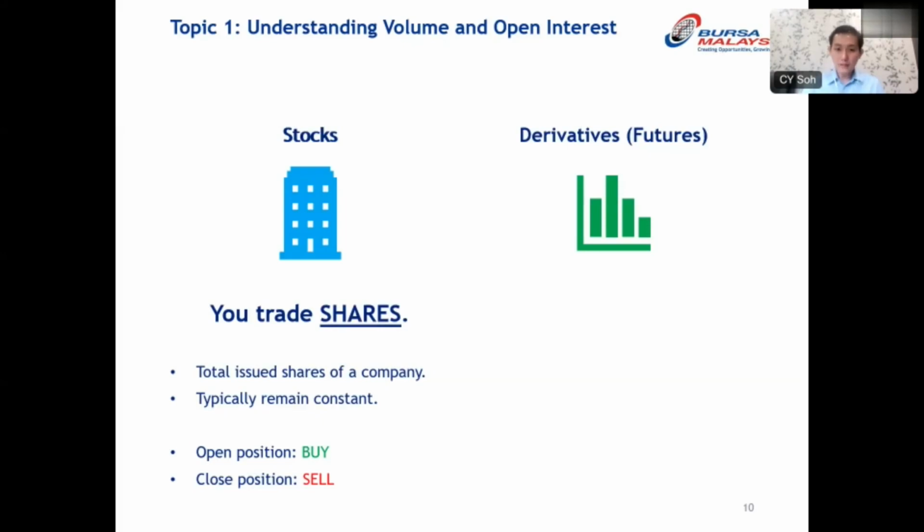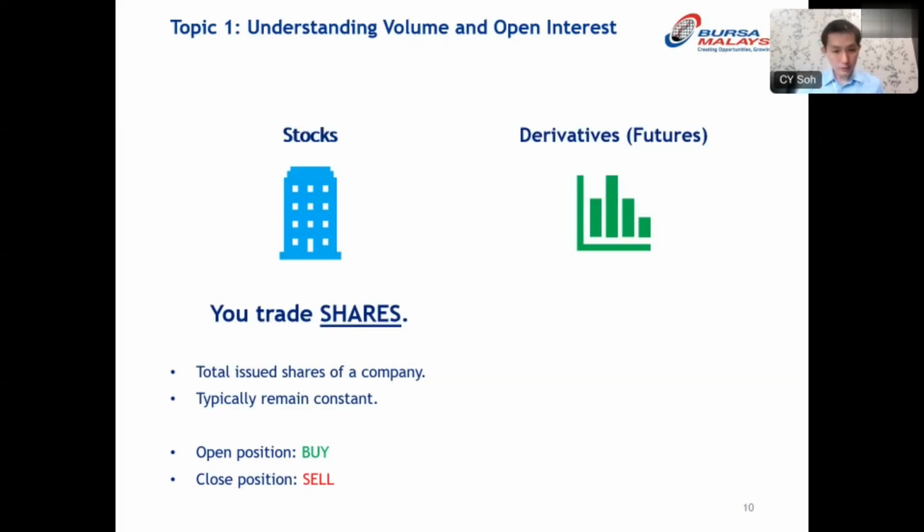For example, if a company issues 1 million shares, only 1 million shares will actually be exchanged in the market, regardless of how much volume is being traded. So no matter how many shares you buy and sell in the market, the number of shares for that particular company remains the same. When you enter the stock market, you buy shares in order to own it. And when you exit the market, you sell every share and you don't own anything.